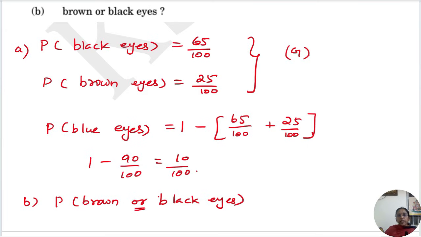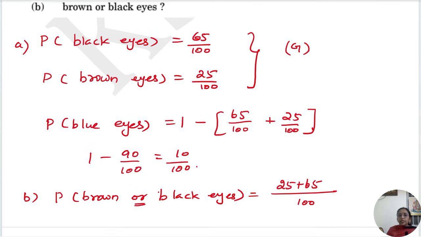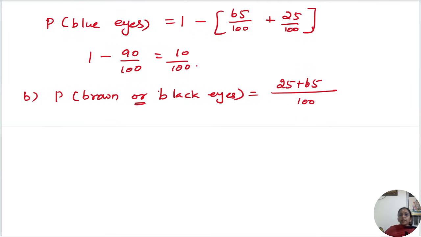So here it is given. The total is 100. So brown eyes is 25%, so 25, and black is 65. So this is 25 plus 65 is 90. So 90 over 100. So reduce your answer, 9 by 10. Here also you can reduce your answer, 1 by 10.